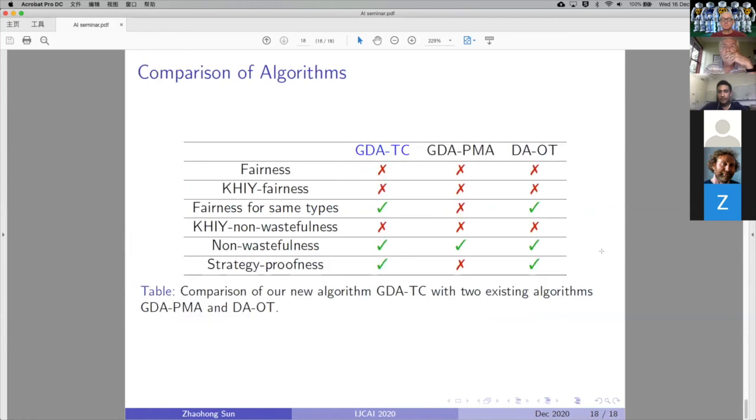We compare our newly proposed algorithm, GDATC, with two existing algorithms, DAOT and GDAPMA. We summarize the theoretical properties satisfied by each algorithm in this table. In conclusion, GDATC is a suitable alternative algorithm to GDAPMA and DAOT. It satisfies several important properties that GDAPMA does not, and it outperforms DAOT in terms of achieving diversity goals and returns a much more balanced outcome.